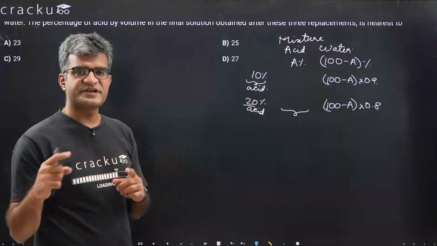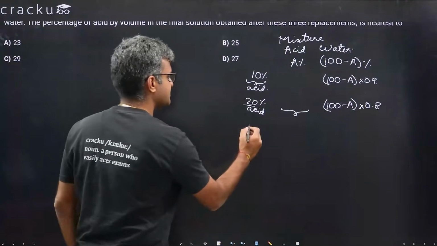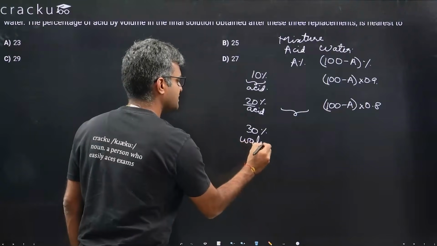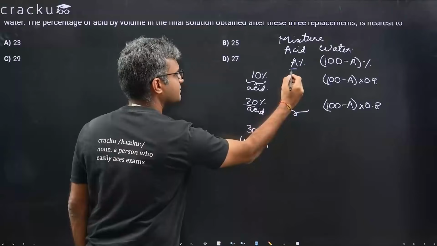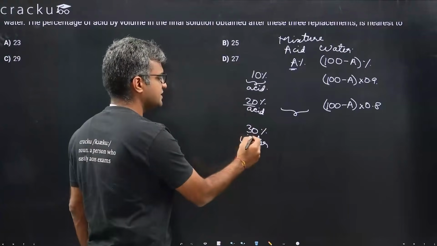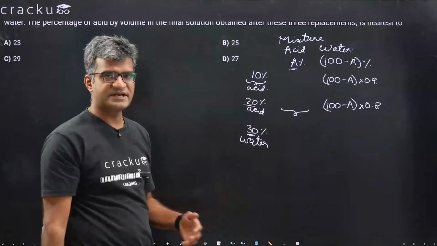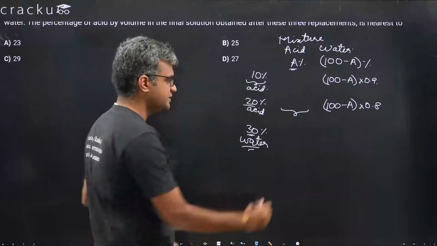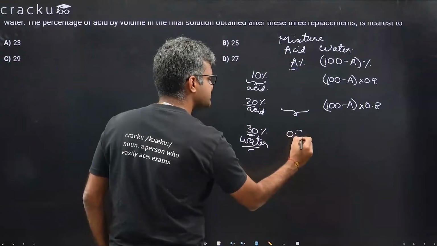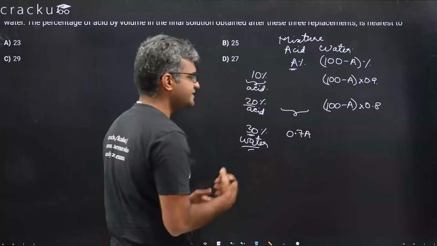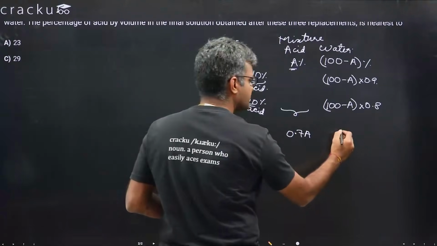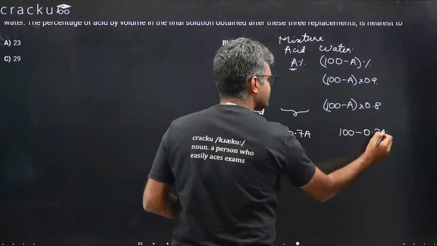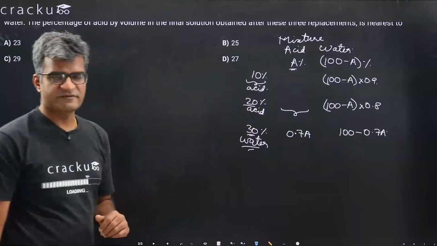Suppose you are told that it is being replaced with water. Suppose you are told that, say, 30% of this is being replaced with water. Then you multiply the percentage of acid with 100 minus 30. What is 100 minus 30? It is 70%. So if 30% is replaced with water, the percentage of acid becomes 0.7A, and everything else is water. So the percentage of water becomes 100 minus 0.7A. This is the quick way in which we can solve these kind of questions.